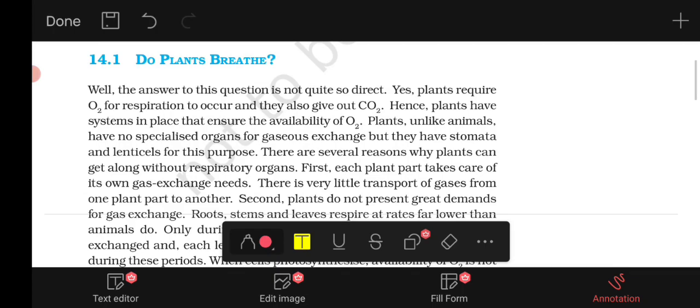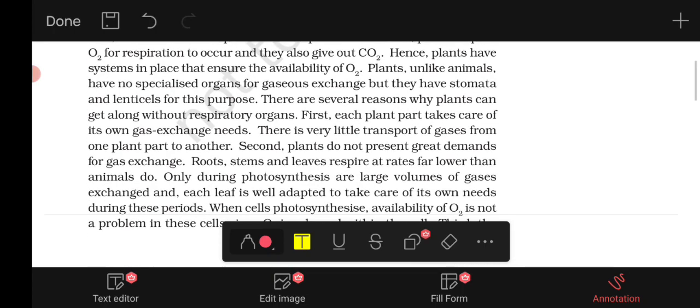Plants, unlike animals, have no specialized organ for gaseous exchange. You know that we have lungs, trachea, bronchi, nose, all this respiratory system for gaseous exchange, but plants don't have such an organ system. They have stomata and lenticels for this purpose. Lenticels help in gaseous exchange as well as in transpiration. Even stomata are meant for gaseous exchange. There are several reasons why plants can get along without a respiratory organ.